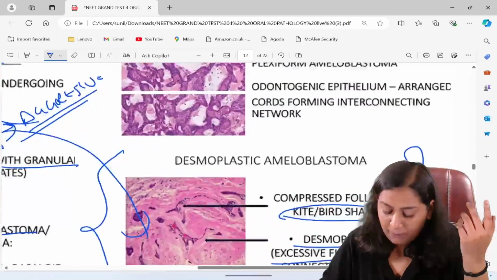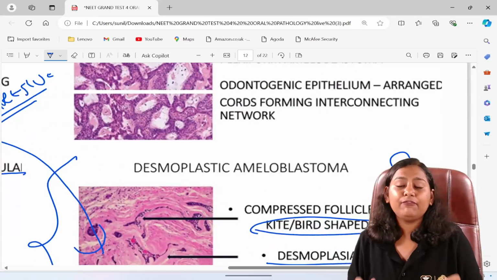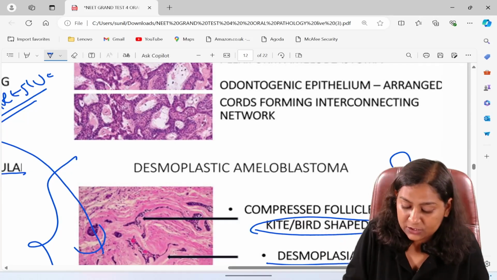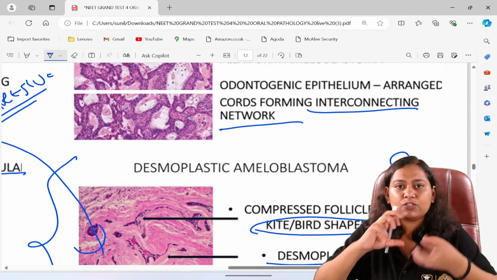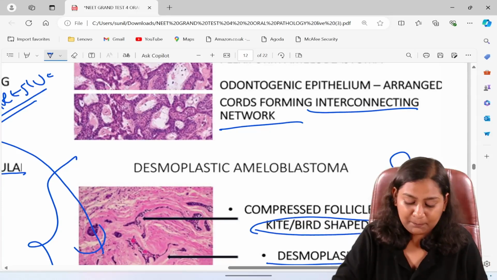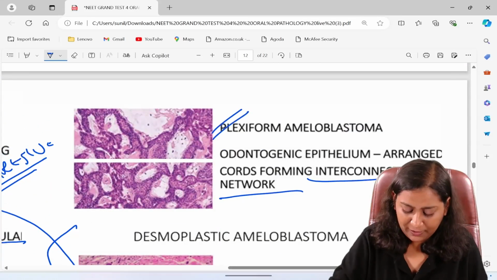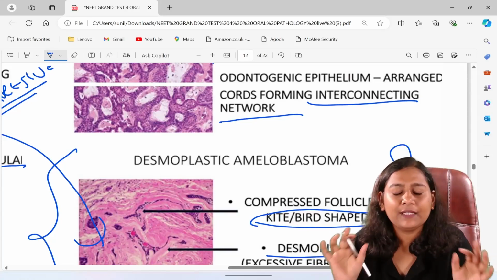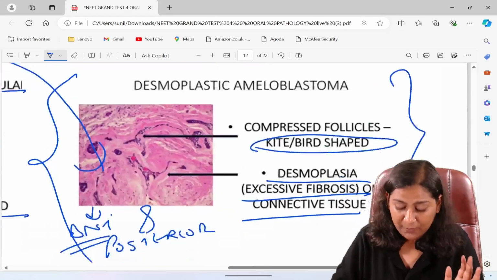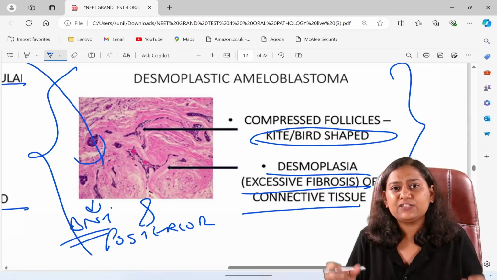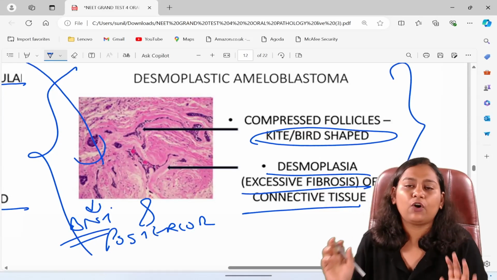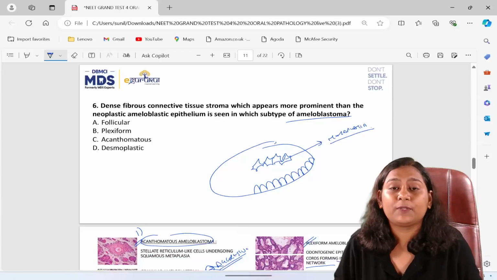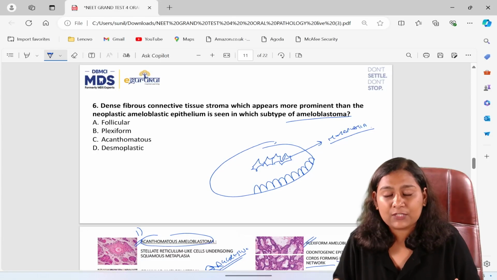Now plexiform: if the odontogenic epithelium is arranged in islands or interconnecting cords, it is plexiform ameloblastoma. If the question mentions islands and cords, blindly answer plexiform. If they have just mentioned dense fibrous connective tissue, that means they're talking about desmoplastic ameloblastoma. Okay, so these are the 6 histopathological variants of ameloblastoma.